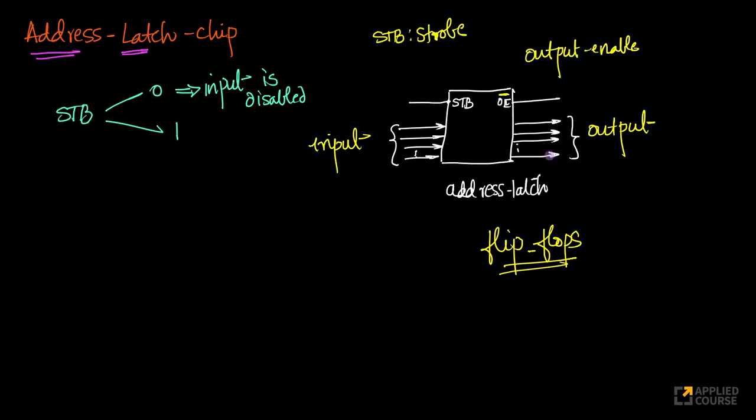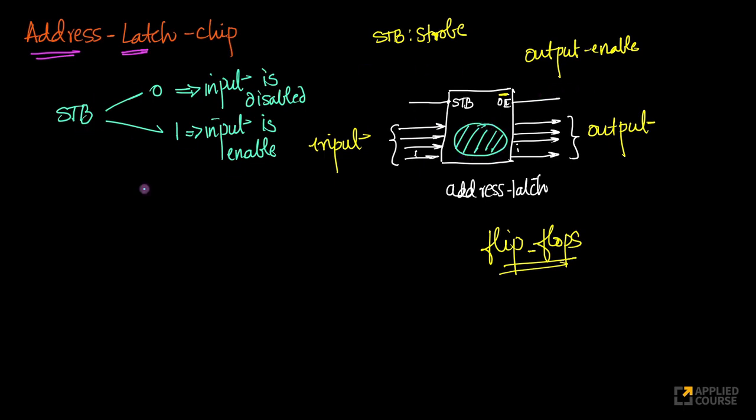What this address latch literally does is it reads the data from the input. It stores this data internally using a bunch of flip-flops, and whenever I want, I can send it through the output. So when the strobe pin is 0, the input is disabled. I'm not reading whatever is the input into my memory. When my strobe pin equals 1, that means input is enabled. So whenever my strobe pin equals 1, whatever the input bits are, I'll read all that information and store it in the memory here, right?